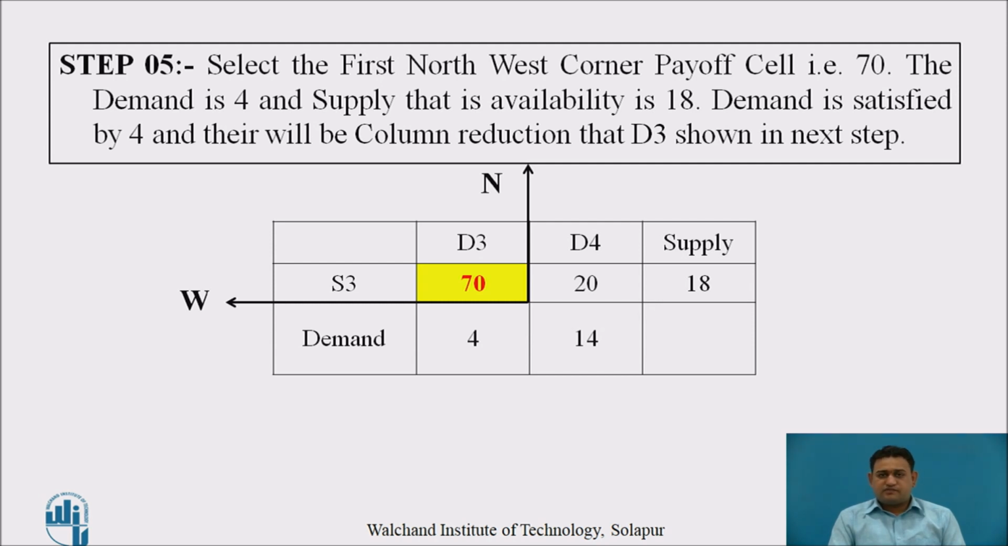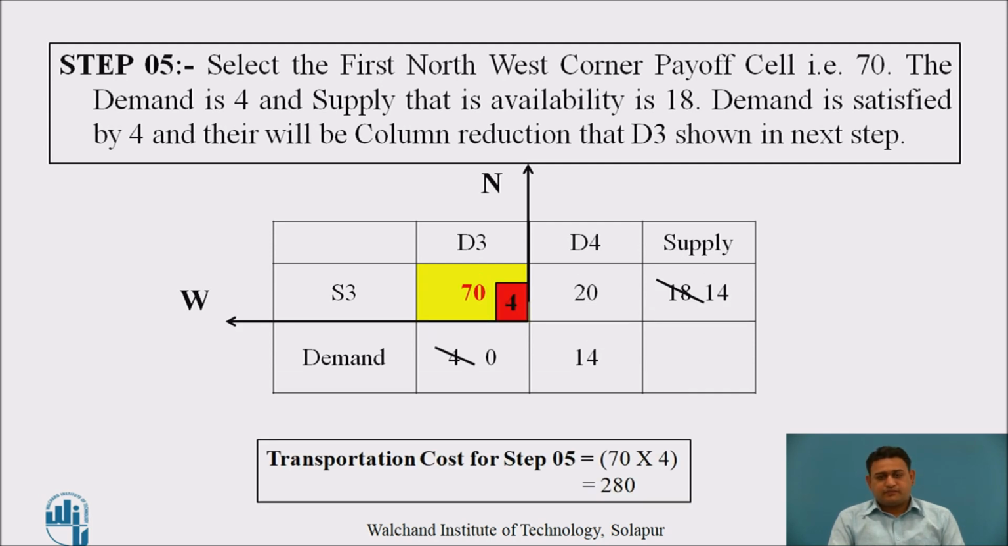Now again, as with the northwest corner, the first cell is 7. Here the demand of D3 is 4 and the supply of S3 is 18. This means the demand of D3 is totally supplied by the source S3, as shown in the present slide. The demand of 4 at D3 has become 0, and the supply has been done by the S3 source, a quantity of 4. Now the total transportation cost is 7 into 4, that is 28, in this step.